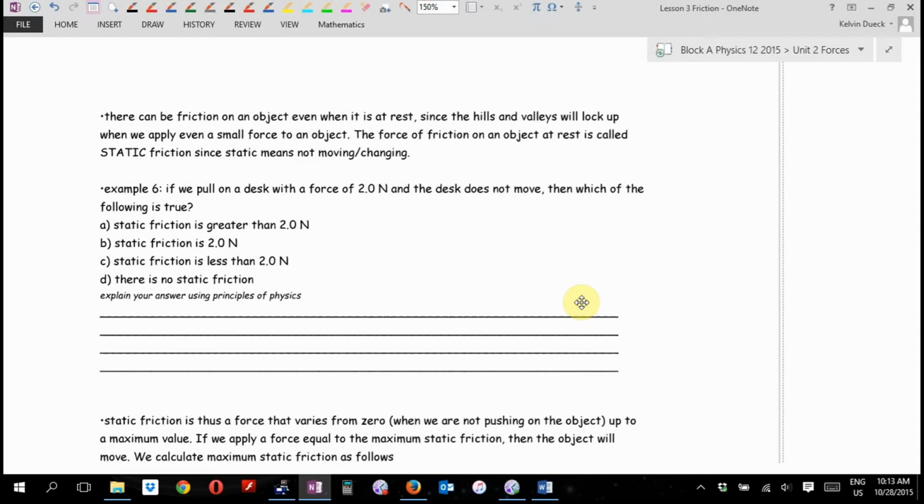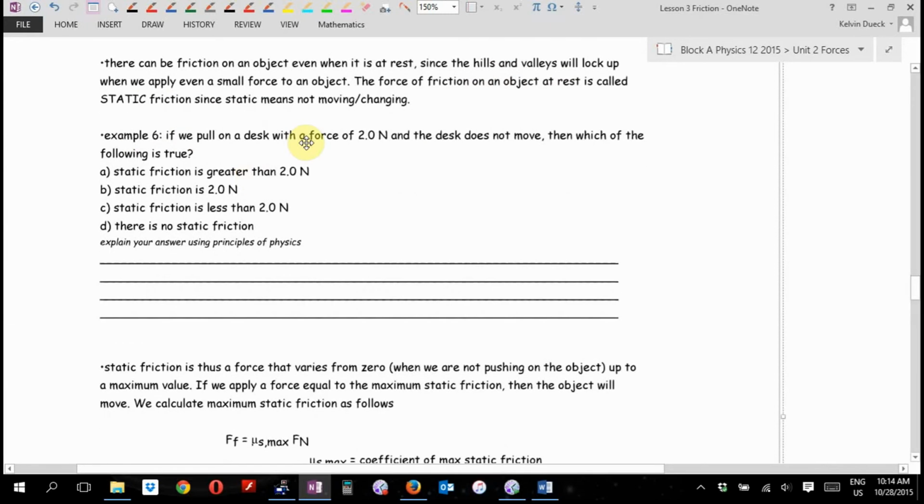It's like if you've ever driven on a gravel road, if you go really slowly, you feel every single pothole. But if you go fairly quick, you skip over the puddles because your tires don't have time to drop all the way into the puddles. Anyways, so there can be friction on an object even when it's at rest because the hills and valleys lock up. The force of friction on an object at rest is called static friction. I'm just going to call it friction. This is my being correct.